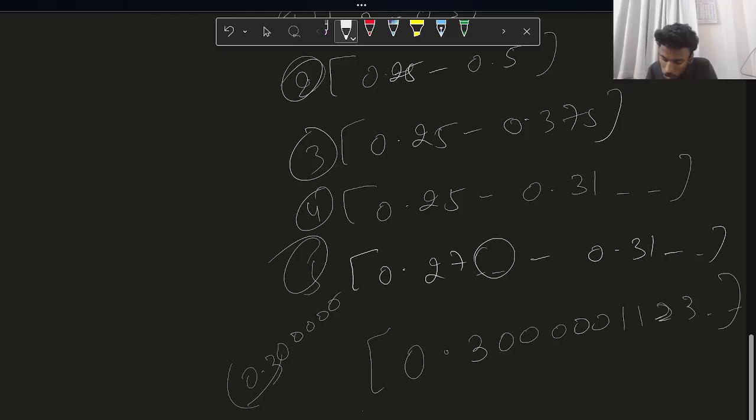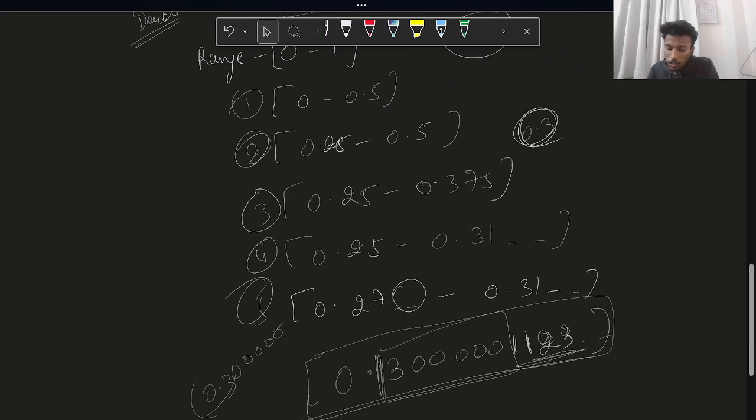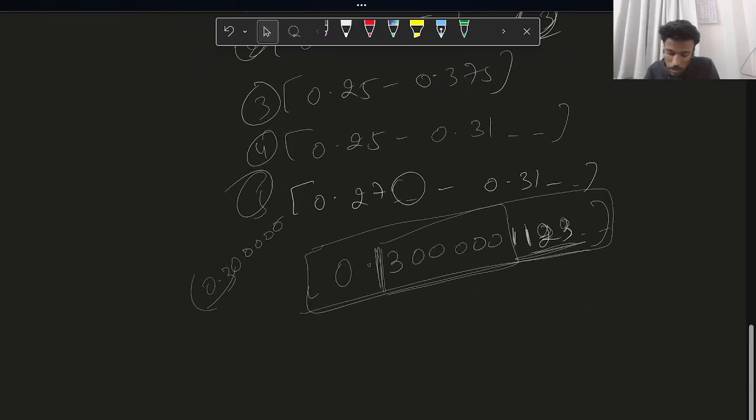Although it is not exactly 0.3, if you see six decimal places here, it is all zero. So the answer gets so close to 0.3 that the difference is negligible. This extra difference is coming, but it is negligible. So we ignore this and we take this as our answer.